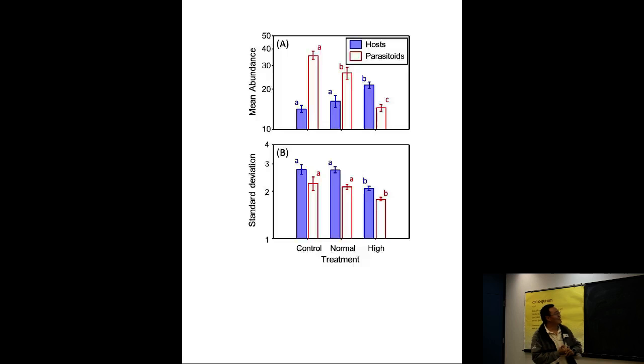Okay. So in the high variance treatment, now you can see the mean abundance in population size: the host is much larger than that in normal treatment, and the parasitoid abundance is much smaller than that in normal cases. Well, this is really not a big deal because sometimes you may have some random effects. And here, if we look at the standard deviation in the population, in the high variance treatment the standard deviation is always less than in the normal treatment. So in other words, from this experiment, you can see the population is more stable in the high variance treatment.